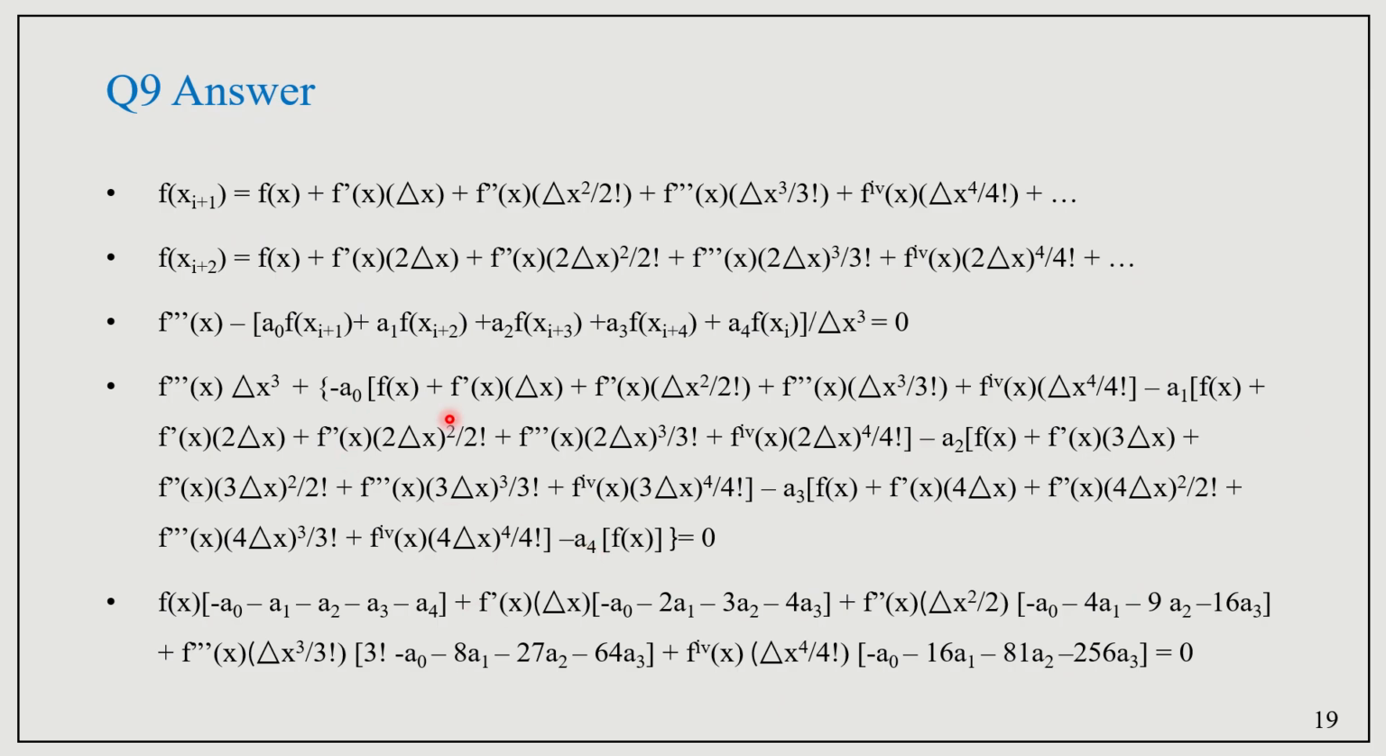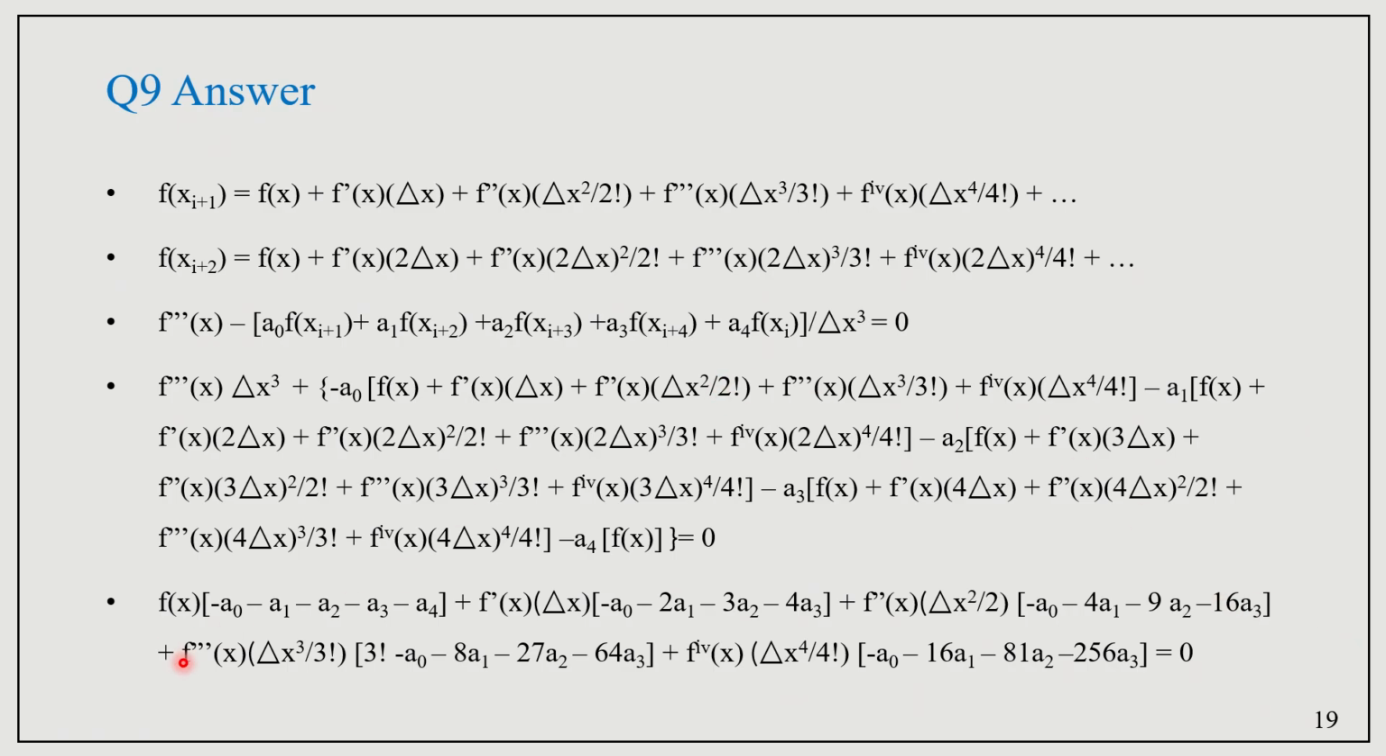Similarly, for f dash of x into delta x, what coefficient do we have? The coefficient is minus a naught, minus a1 into 2, minus a2 into 3, and minus a3 into 4, that's it, minus 4a3. Similarly, we have f double dash of x into delta x square by 2, and we have minus a naught, minus 4a1, minus 9a2, like here it is 2 square, so it is 4, and here it is 3 square, so it is 9. Similarly, 4 square equals 16.